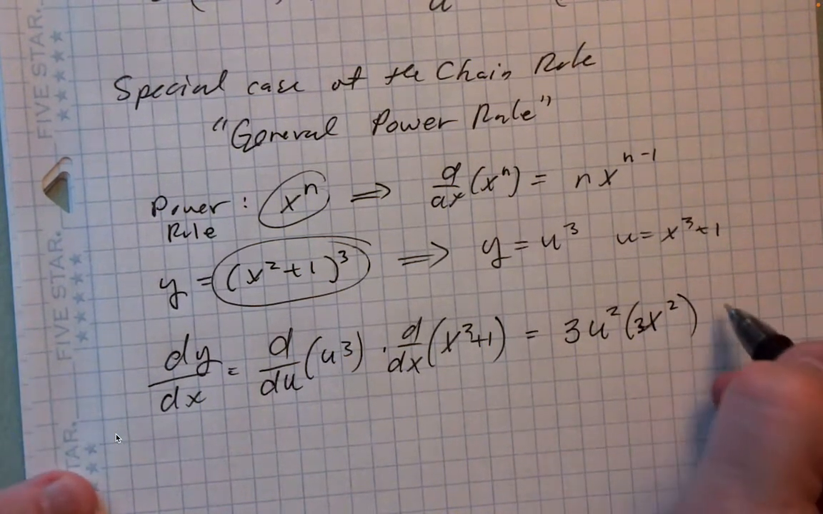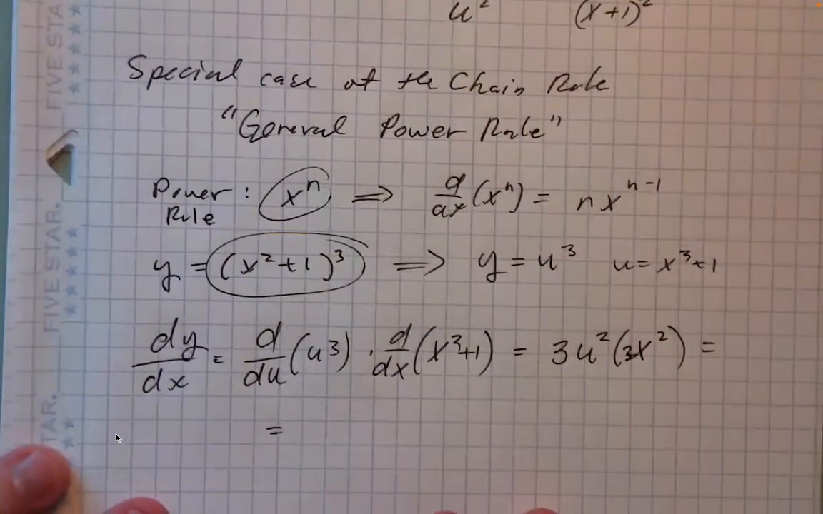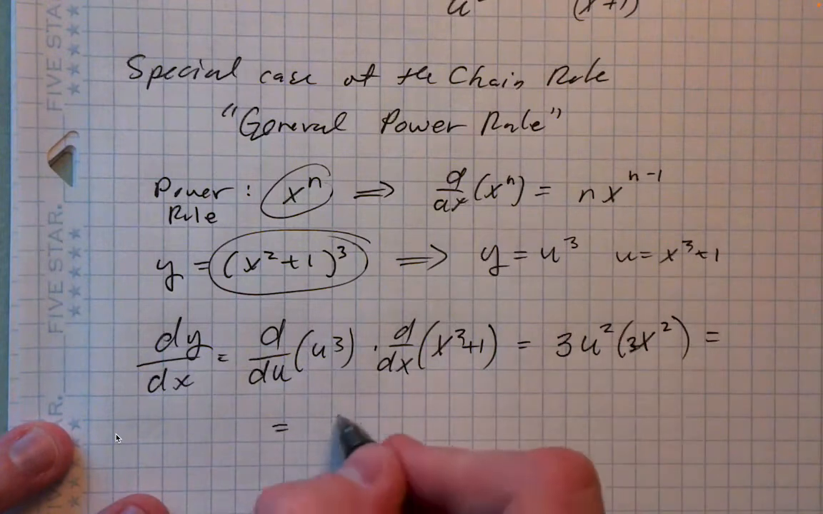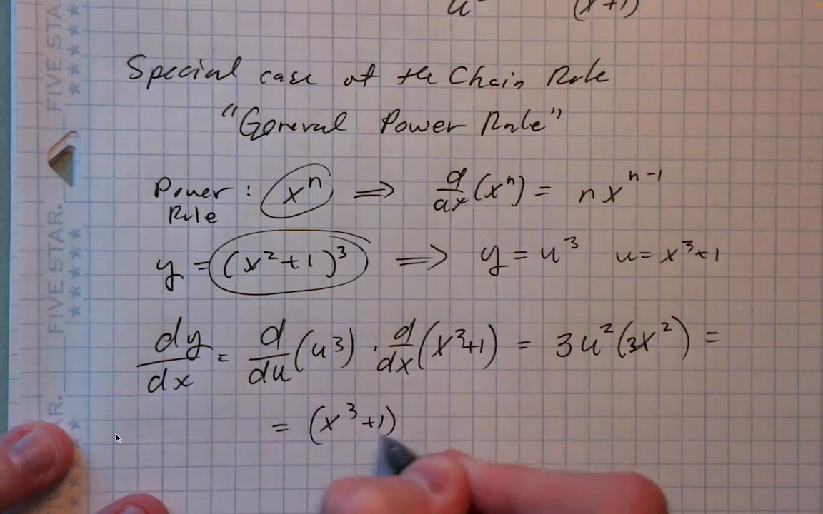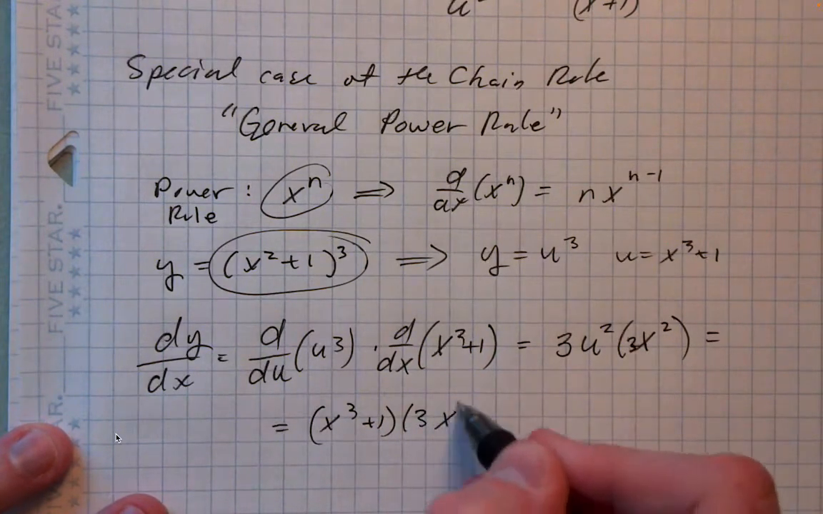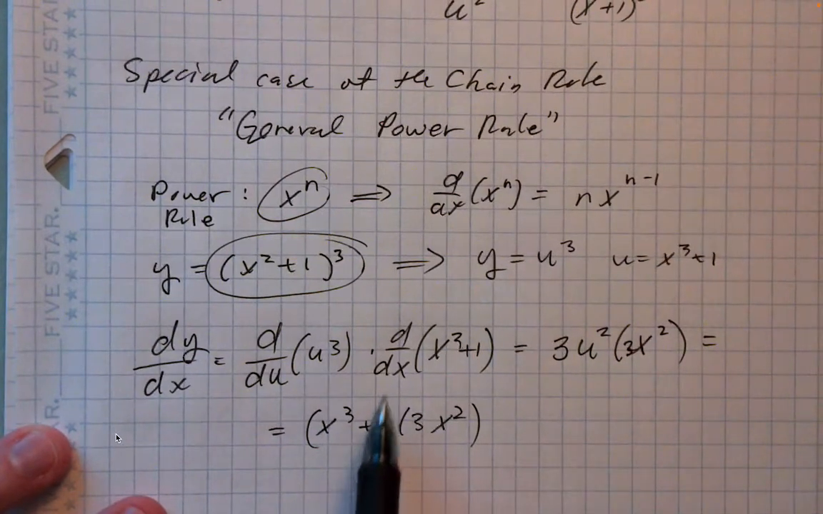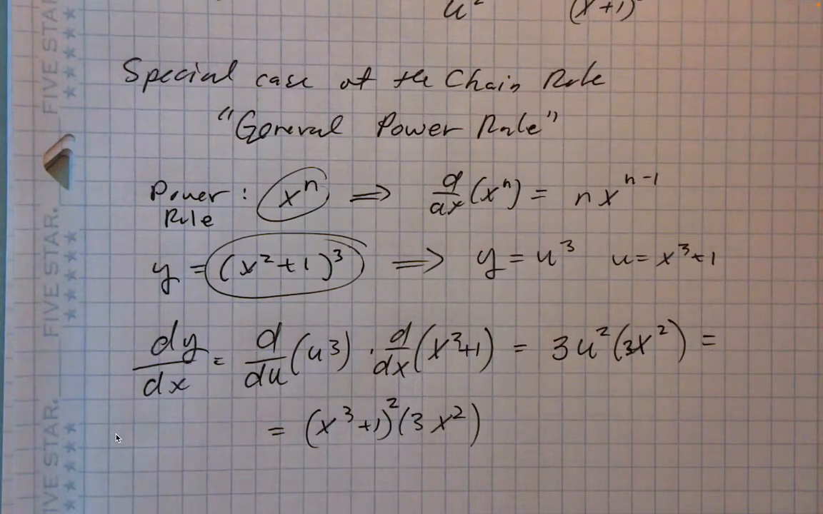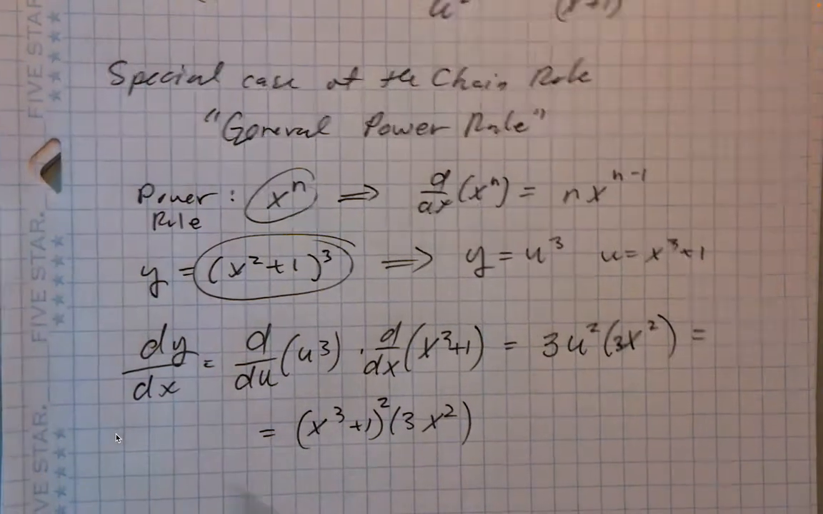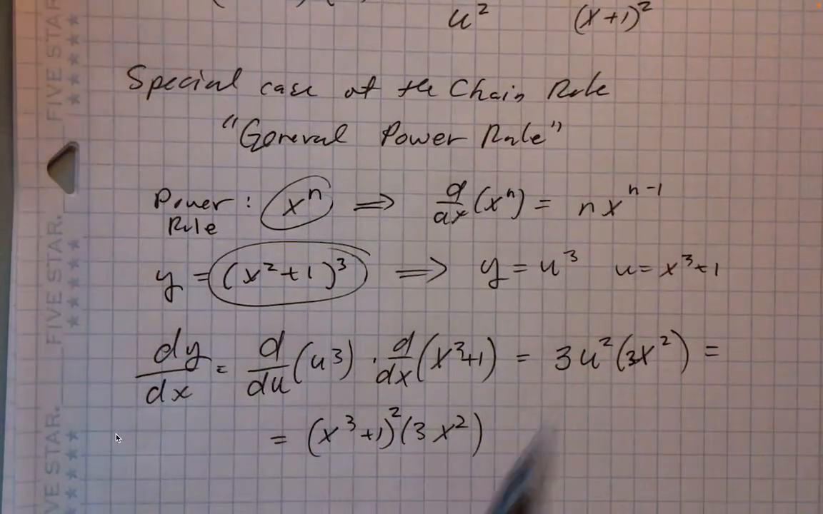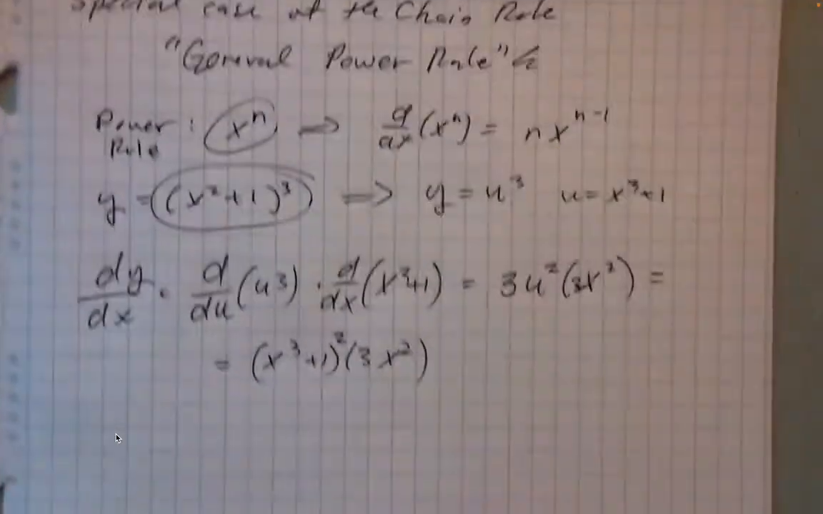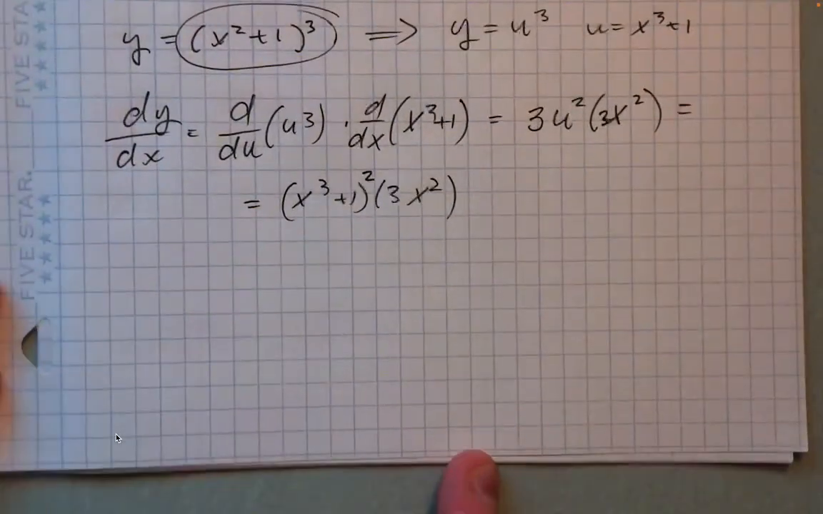Right? And then you could see that this would be the u, of course, you would plug back in the x cubed plus 1, and then you still have the 3x squared outside here, right? Oh, and sorry, this should be squared there. Yeah. So this is an example of the general power rule, the kind of formula that you could use the general power rule on. So let's take a look at this.